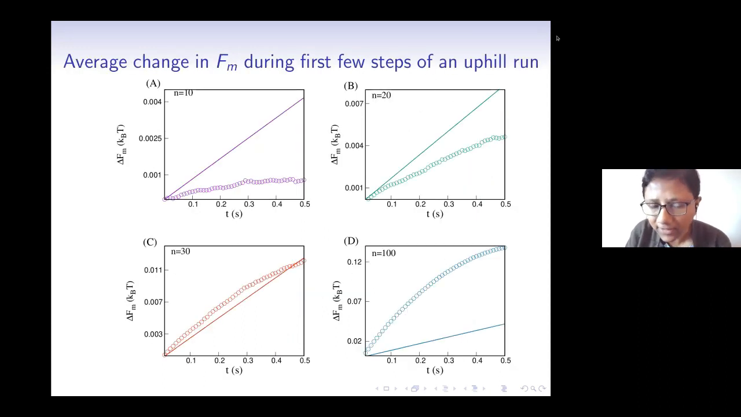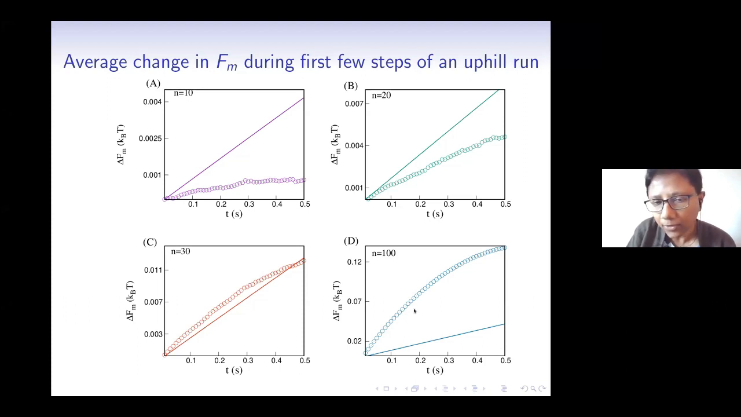So this is some average quantity we have plotted, the average change in methylation free energy for the first few steps of an uphill run. And it is shown very clearly here that as you increase the signaling team size, the methylation changes, which are these discrete points, initially were much less than the change in the ligand binding energy shown by the continuous line. For larger team size, they become comparable, and finally they just overtake this other continuous line.